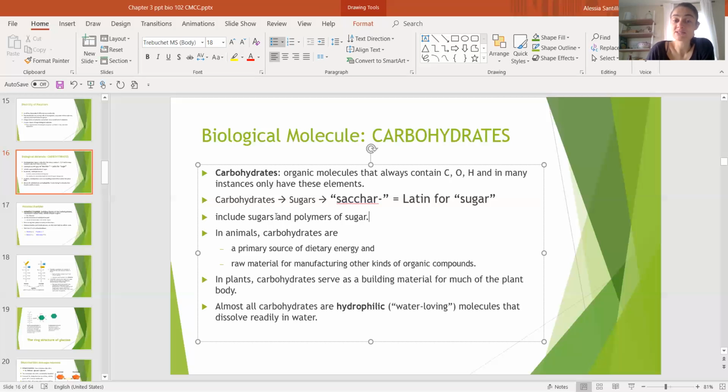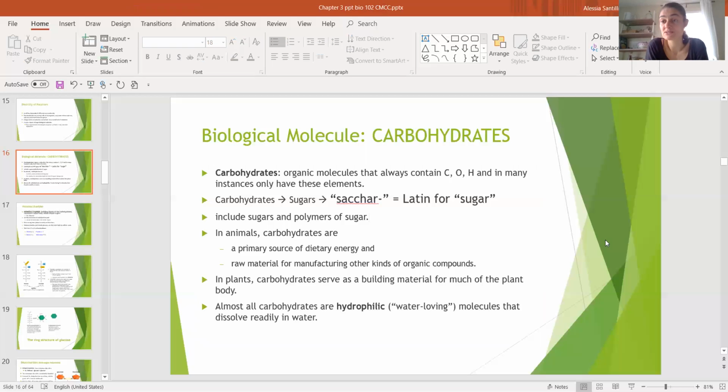So carbohydrates include very simple sugars, the building blocks of the sugars, and the polymers of the sugar, so the monomers and the polymers. In animals, carbohydrates are a primary source of dietary energy, and they're also the raw material for manufacturing other kinds of organic compounds. Usually the carbs that we ingest are used for energy purposes. In addition, they can also be used as raw material to make other things, the smaller material that is needed to make other bigger structures like organelles or whatever have you.